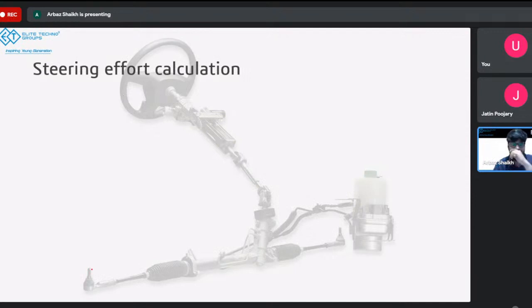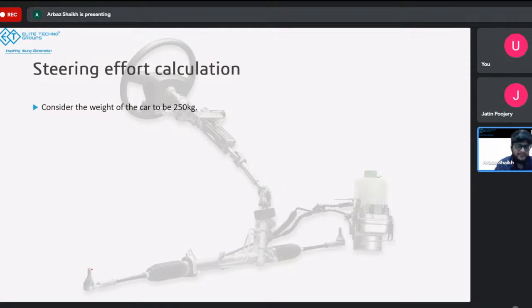Now we move on to the steering effort calculation, which is the last part of this section of today's session. It starts with assuming the weight of the vehicle to be 250 kg. One more thing I would like to point out: all the numbers that I'm using in this calculation and also in the next calculation are considered randomly, and then I iterated those numbers and found the answers which were logical.